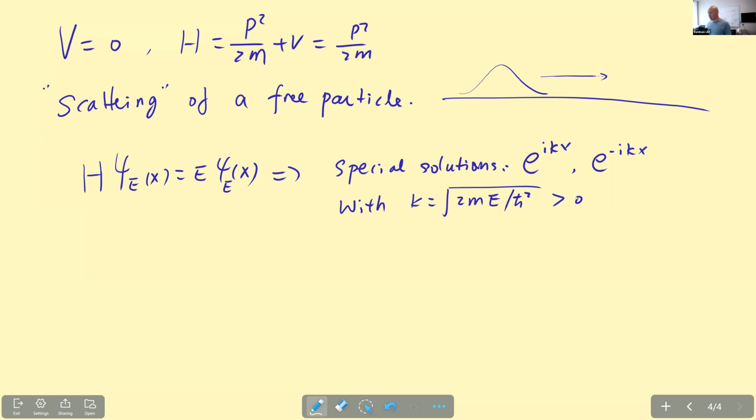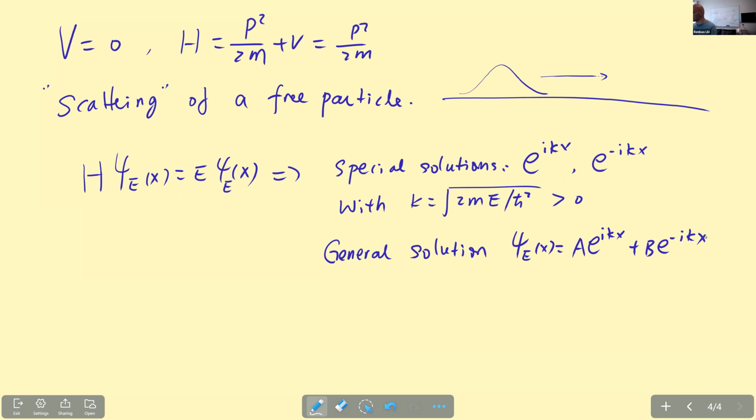And then a general solution is also known. So that is ψ(x), which can be written as a linear combination of these. So these are the solutions, the eigenstates of this one with eigenenergy E. They are nothing but plane waves. This is already known. It's a very simple example.